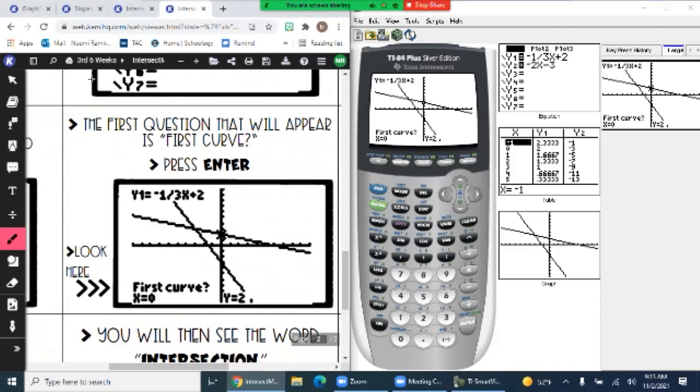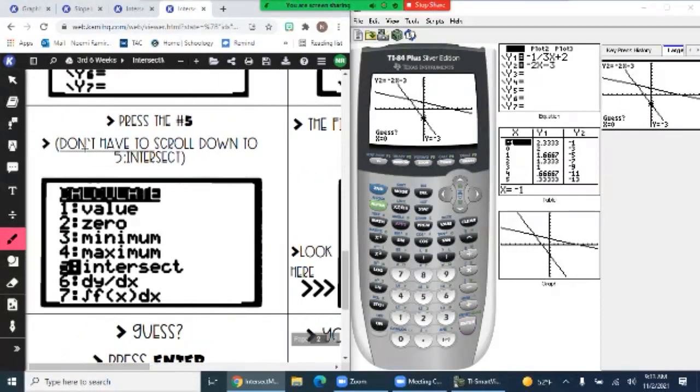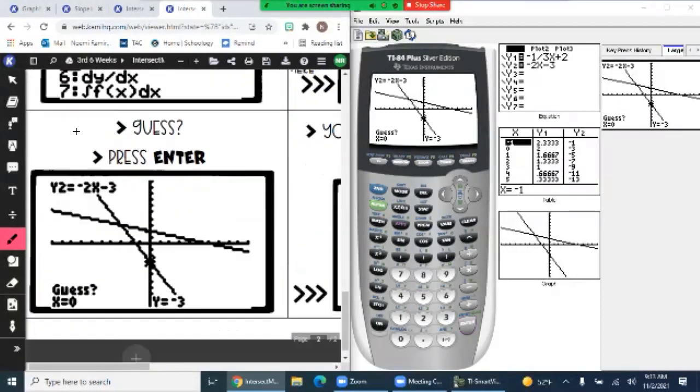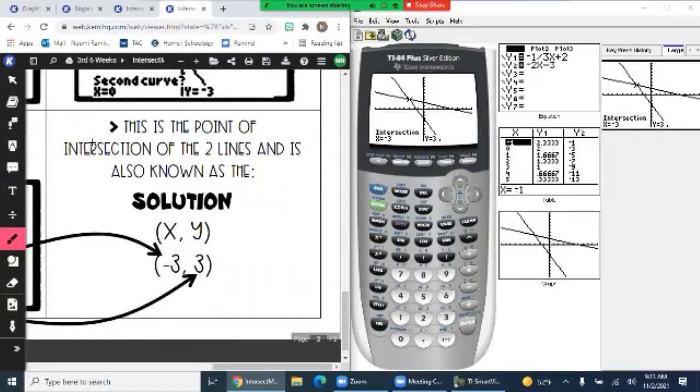So the first question that's going to pop up is asking you first curve. You want to press enter. Now that question is going to change from first curve to second curve. Press enter again. And last but not least, you'll see the question that pops up and it says guess. So you press enter one more time. And then it'll tell you that this is your point of intersection. It'll give you the X and the Y value. Remember, your point of intersection is an ordered pair, and that is what is known as your solution.